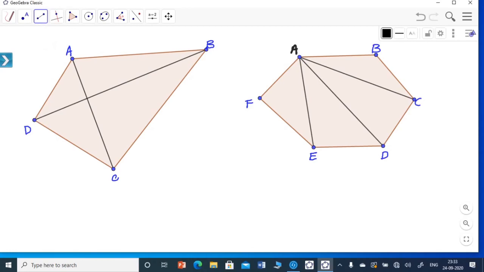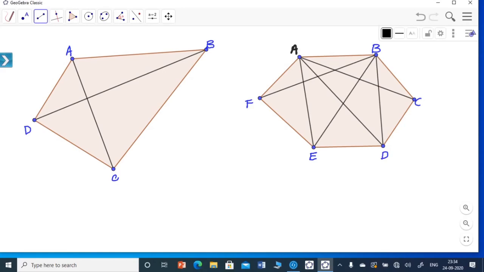Now from B, A and C are consecutive vertices. For B, F, E, D are non-consecutive vertices. Now draw diagonals. BF, BE and BD are non-consecutive vertices. So BF, BE and BD are diagonals.